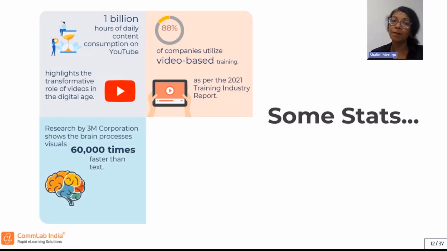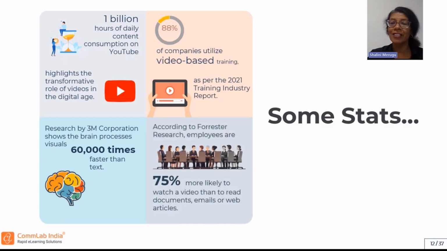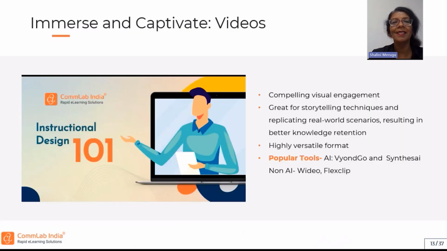Research by 3M Corporation shows that the brain processes visuals 60,000 times faster than text. That's again a startling figure. Although we instinctively and intuitively know it, it is backed by research as well. And according to Forrester research, employees are 75% more likely to watch a video than to go through lengthy e-learning or documents or web articles.